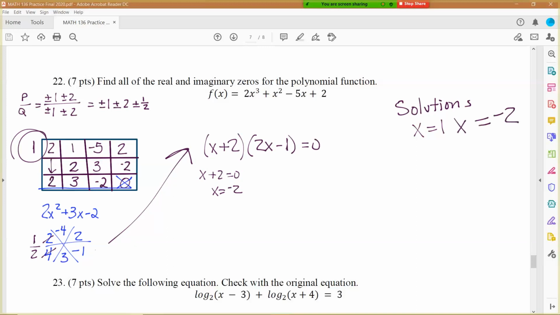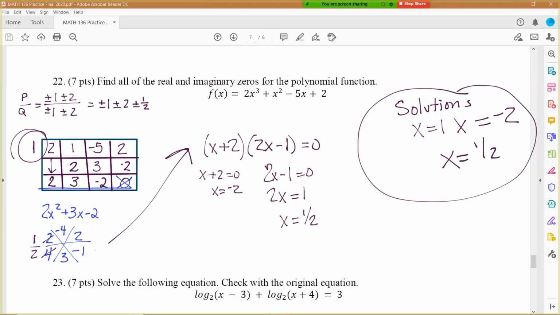And then for the last one, I have 2x minus 1 equals 0. I'm going to add 1 to both sides. So 2x equals 1, divide by 2, and x equals 1/2. Yep, add that to your solution. So you have 3 solutions: 1, negative 2, and positive 1/2. Biggest mistake I saw when we actually did this in class is students getting these 2 solutions and forgetting to write this one. So make sure you have all 3 of them on your test.